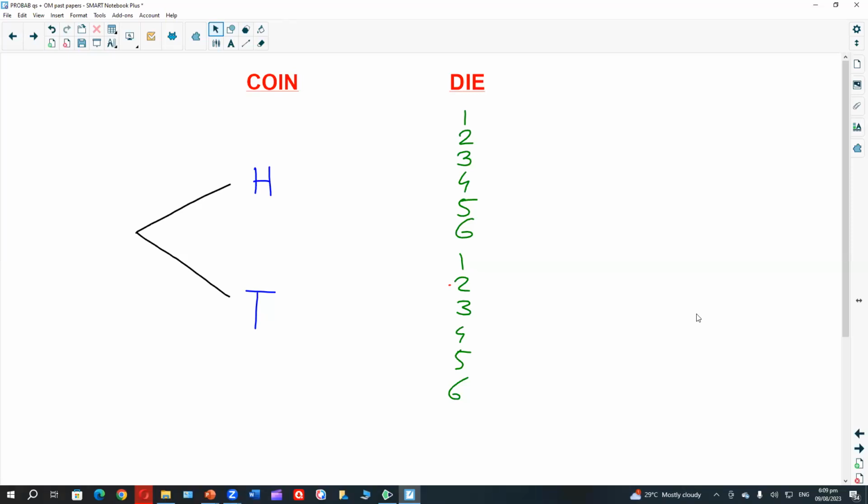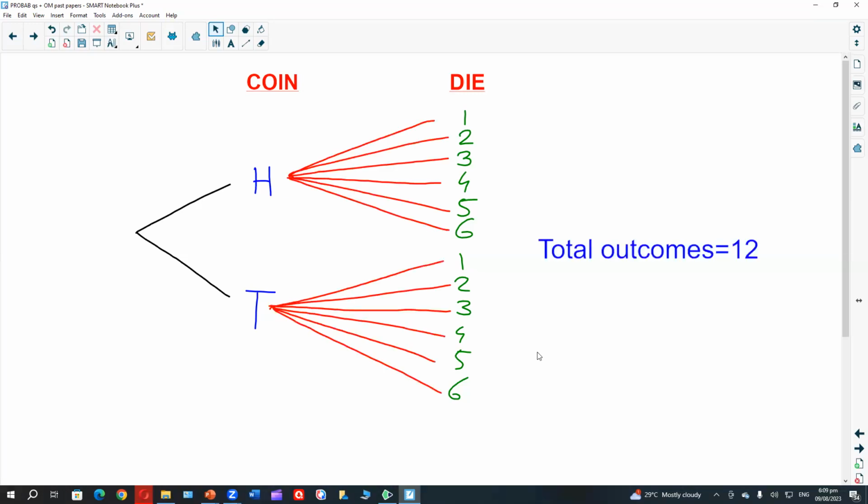So now you connect them with possible straight lines. And how come total outcomes are 12? You can count them. 6 outcomes with head and 6 outcomes with tail. So what does a tree diagram show? A tree diagram shows all the possible combinations. You can count them, and this is where you can get the answer.